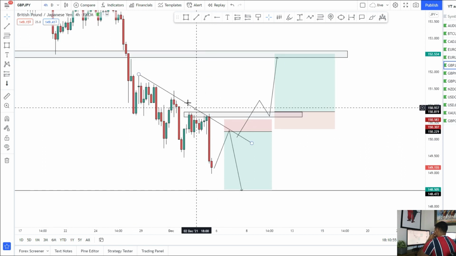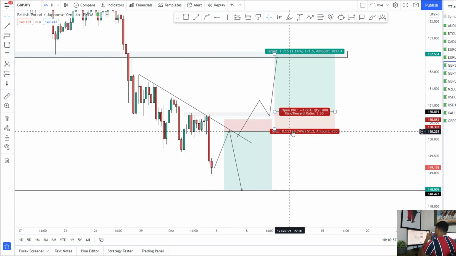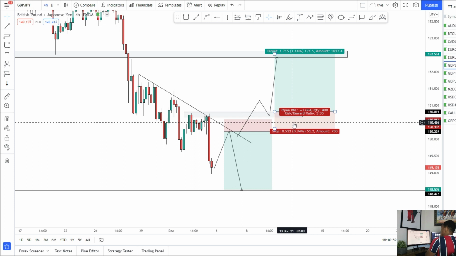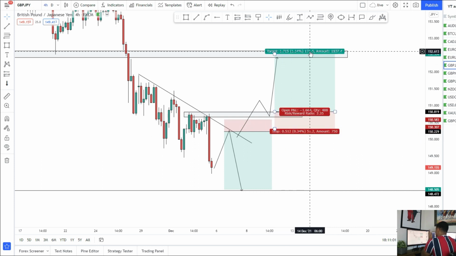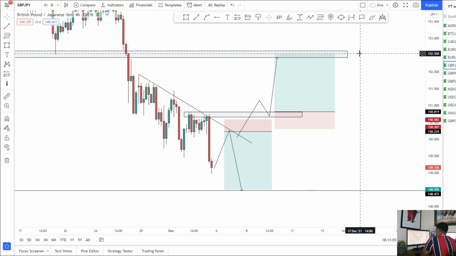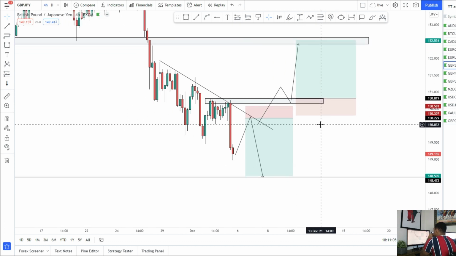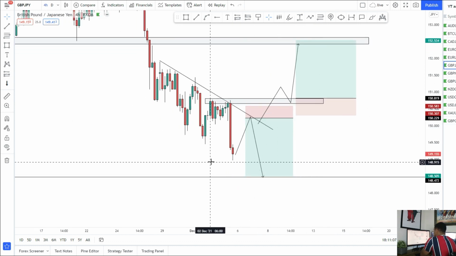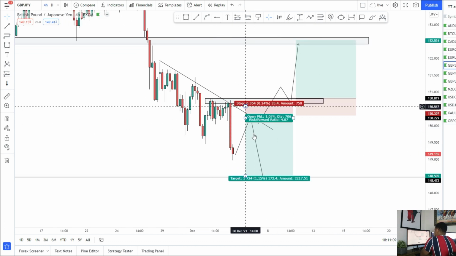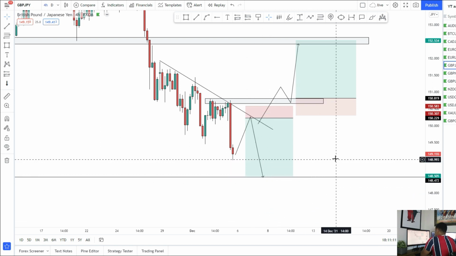So we'll wait for a push past that trend line and that resistance to confirm to us that the momentum has shifted and that structure has shifted, and we can go long back up to 152,500. If not, price will most likely fall to the downside again, from that trend line and resistance back down to 148,500.